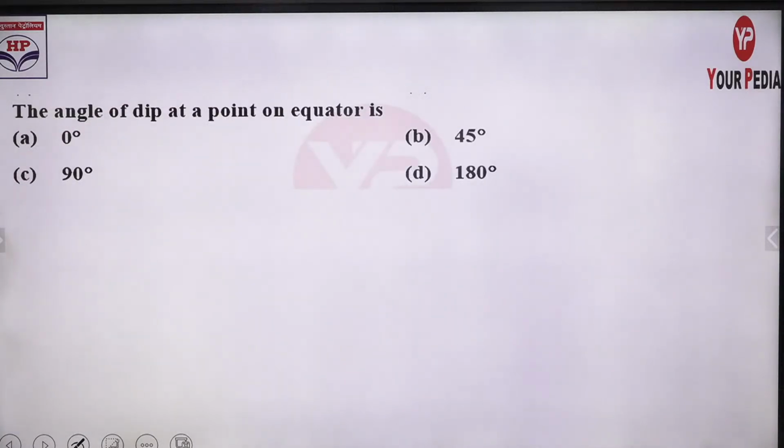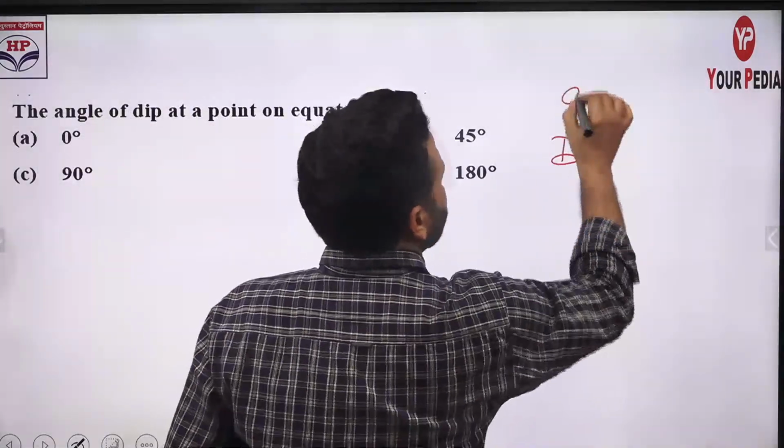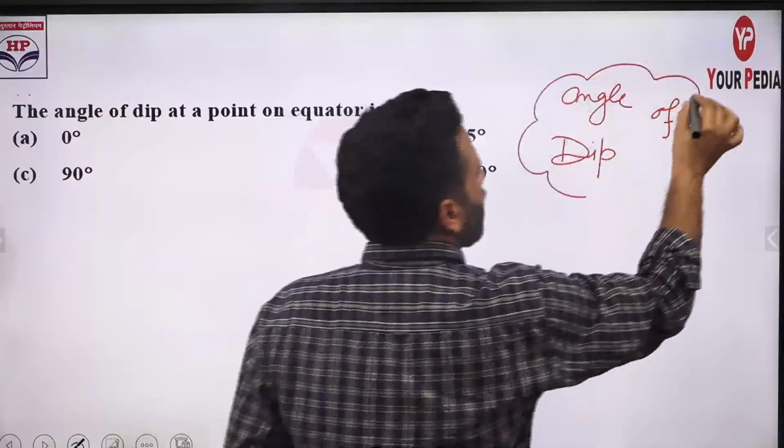Okay, so next question is very basic. The angle of dip at a point on the equator is. So what is the angle of dip at a point on the equator? Whenever you see a question like this one, angle of dip, keep the trigger on in your brain.